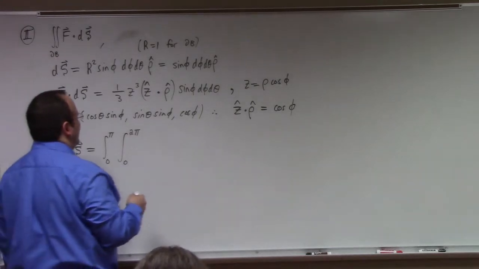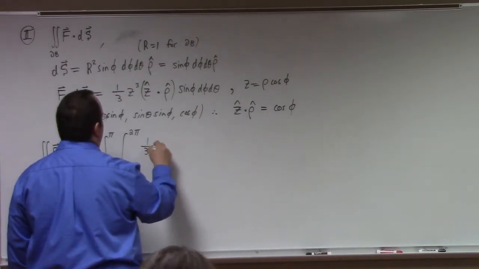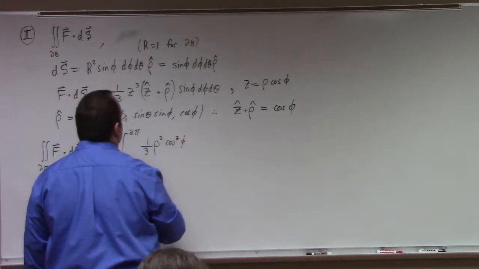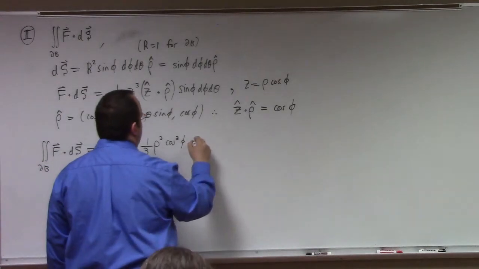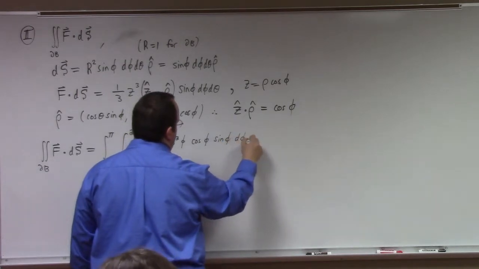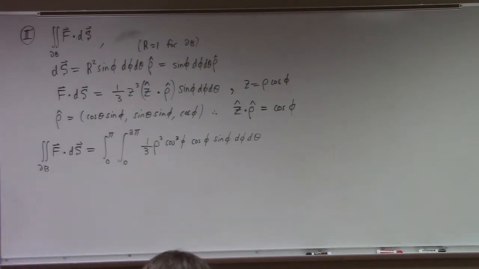So what do we got here? Let me write it out symbolically. We've got 1/3 rho cubed cosine cubed phi, right? Times the cosine phi times the sine phi times the d phi times the d theta. Now, this rho here, what are we doing right now? We're doing a surface integral, right? So part of doing the surface integral is we're supposed to evaluate the vector field on the surface, right? What is rho on the surface?